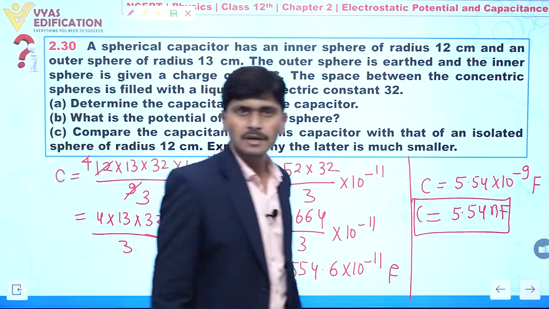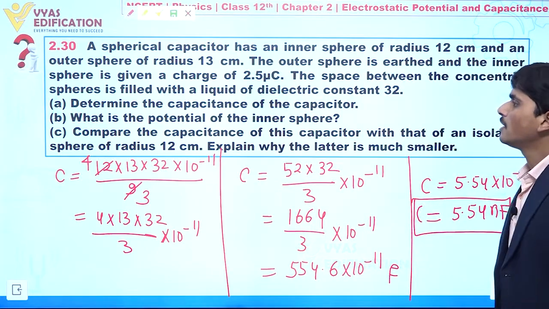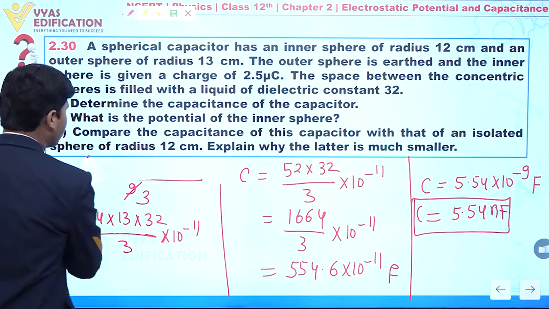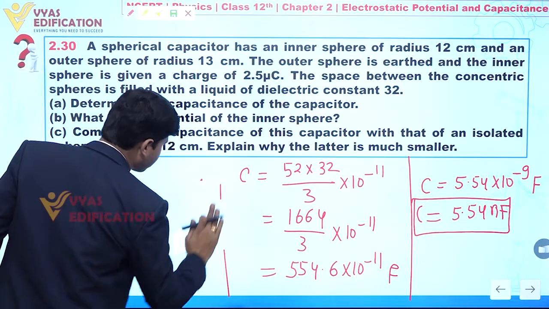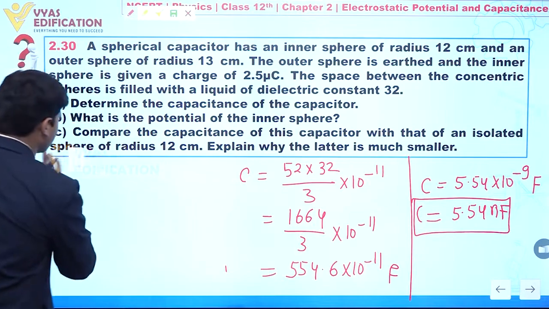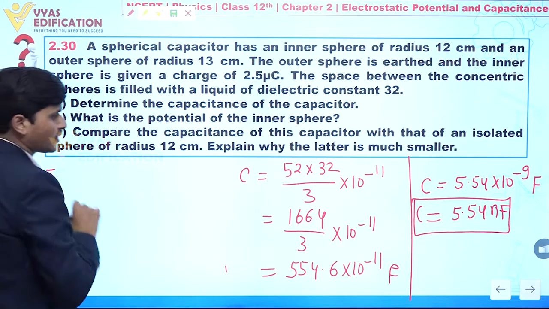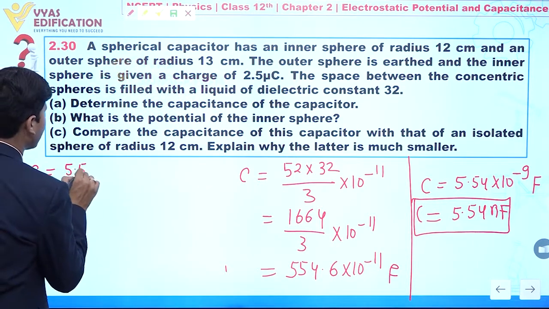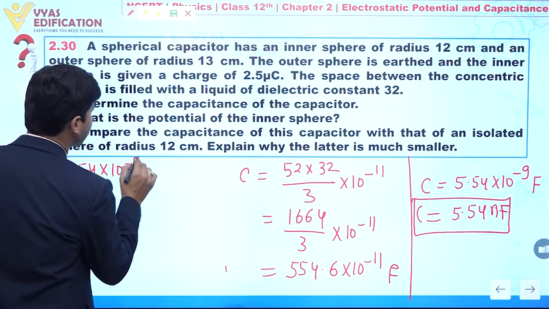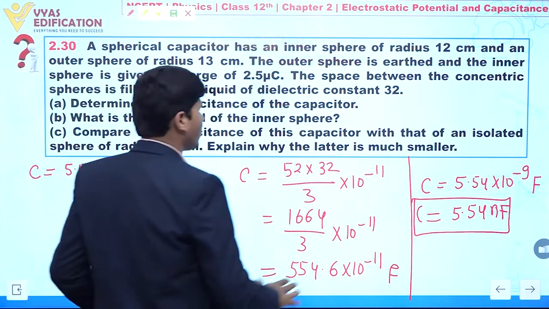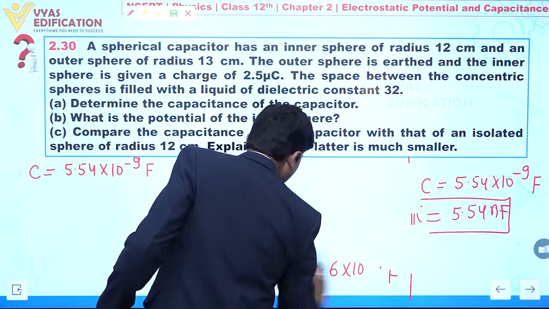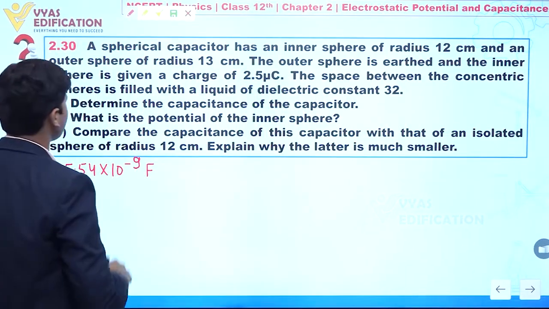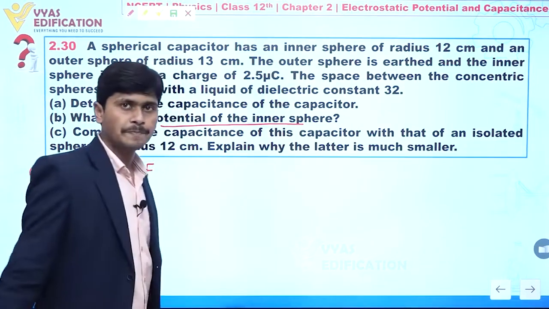Clear to everyone? Now the second part is, what is the potential of the inner sphere? So I am writing the value of capacitance on the left side of this screen. Value of capacitance is given by 5.54 into 10 to the power minus 9 farad. Clear to you? Now if we solve part B, what is the potential of the inner sphere?